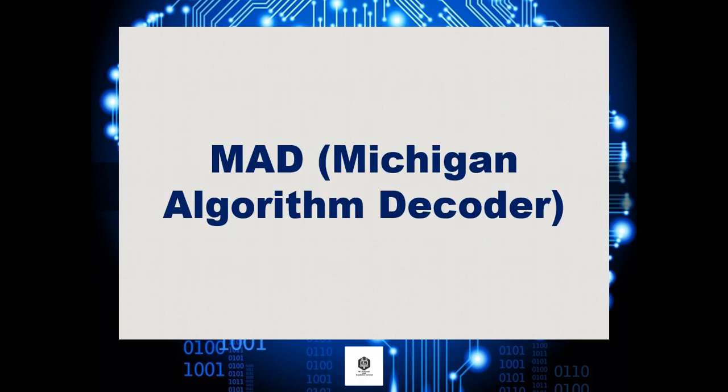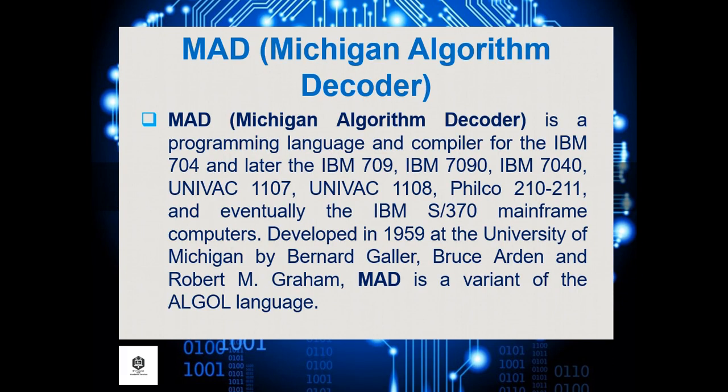MAD or Michigan Algorithm Decoder. MAD or Michigan Algorithm Decoder is a programming language and compiler for the IBM 704 and later the IBM 709, IBM 7090, IBM 7040, UNIVAC 1107, UNIVAC 1108, PDP 210 211, and eventually the IBM S370 mainframe computers.